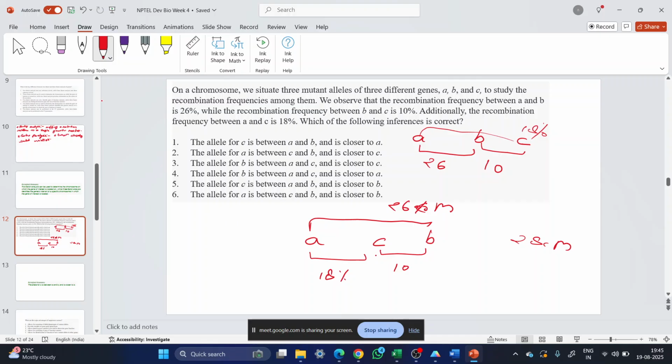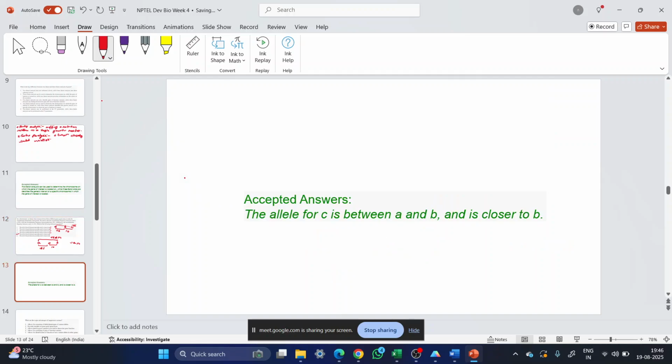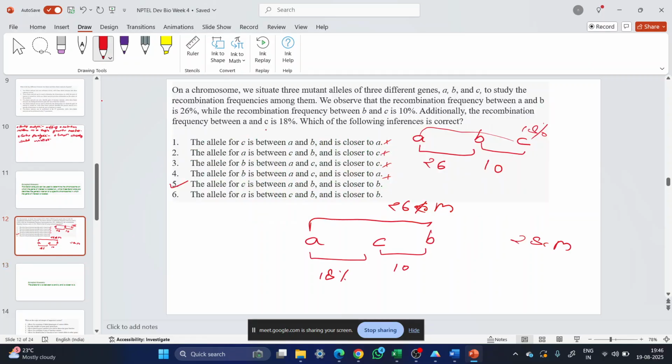Now let us see the options. The allele for C is between A and B and is closer to A. No, this is wrong because it is closer to B. The allele for A is in between C and B. It is again wrong. The allele for B is between A and C. Again wrong. The allele for C is between A and B, and it is closer to B. So this looks like the correct option. Let us see whether it is correct or not. Yes, this is the correct option: the allele for C is between A and B and it is closer to B.